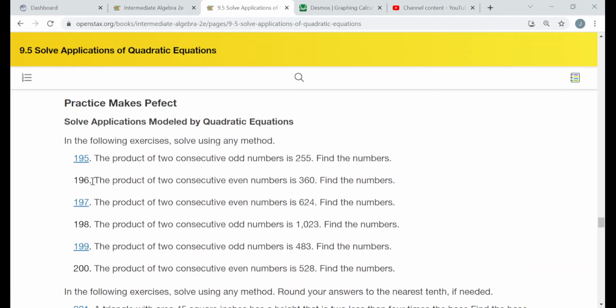And these exercises don't have solutions posted in the text, whereas the odd numbered exercises, 195, 197, and so on, you see have a link, a highlight that you click on, and you'll be taken to the solutions. Right? So I'm just doing the even numbered ones.